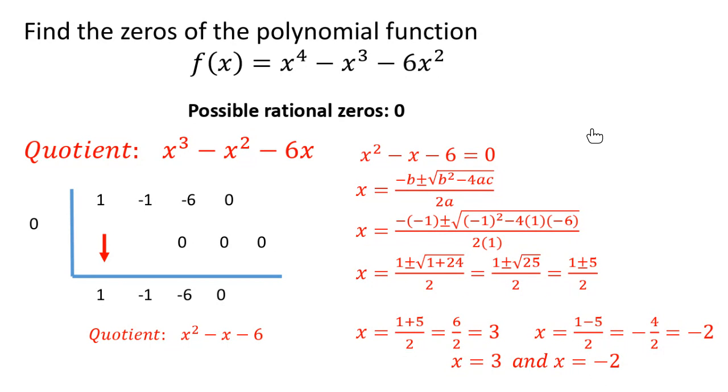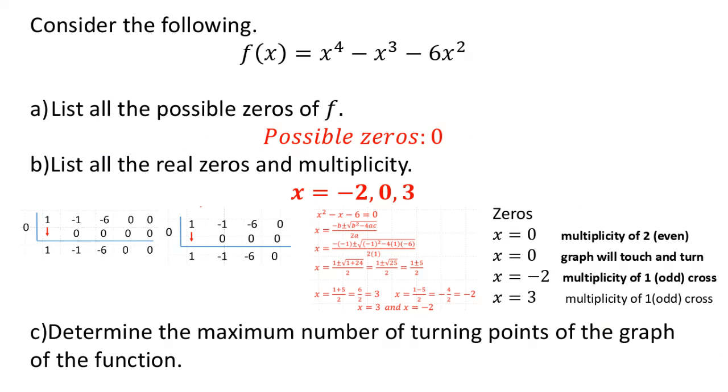So you could factor this as well, which would have been quicker, right? So we have our zeros. The possible zeros were 0. And then my actual real zeros were -2 and 3 that we got from the quadratic formula, and then 0 that we got from doing this synthetic division.